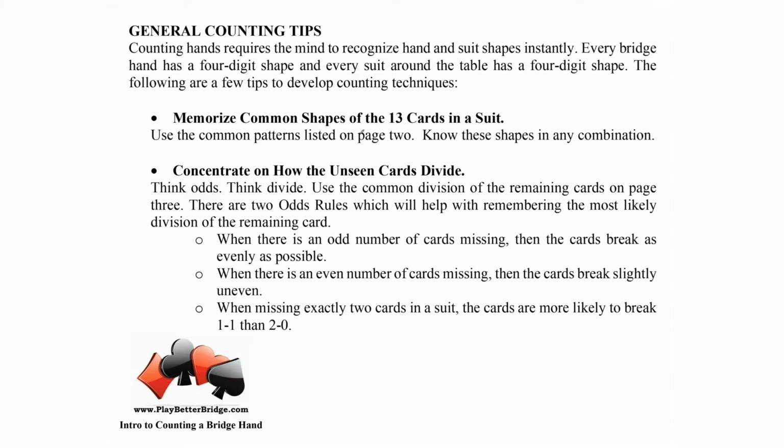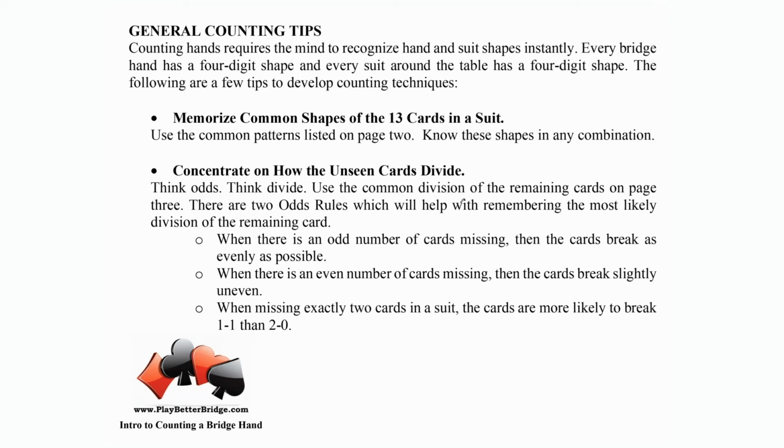Have those shapes memorized, and then focus on the unseen cards divided, right? And that was from page 3, right? How are they likely to divide? And then fill in your vacant spaces based on odds, right? So when I say it's based on odds, make your decision based on odds. That's what I'm talking about. I'm talking about page 2 and 3 of the handout.